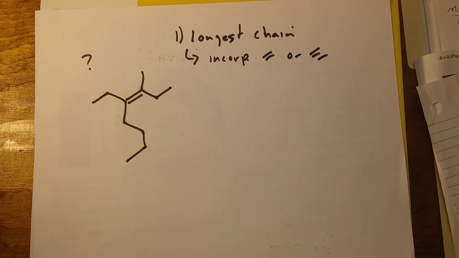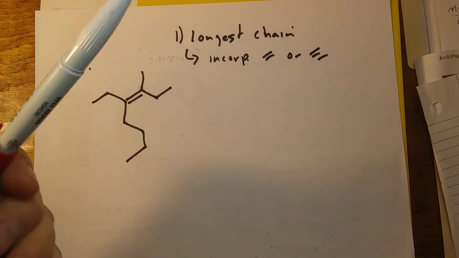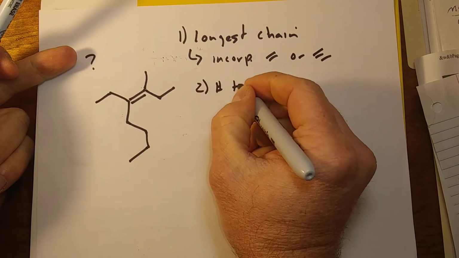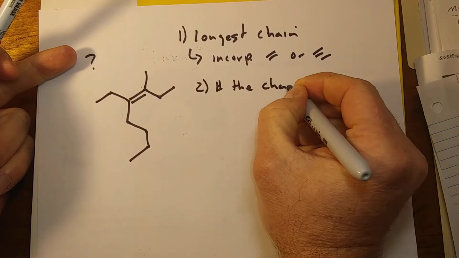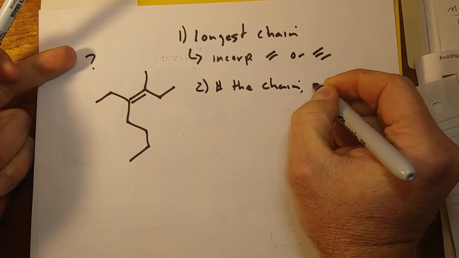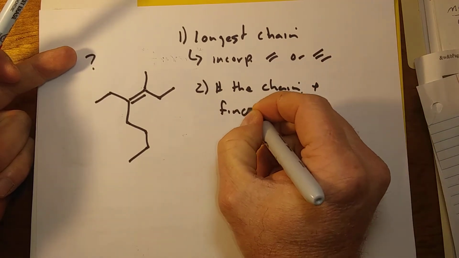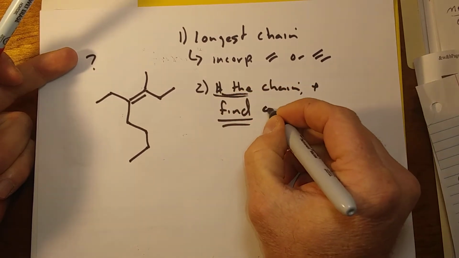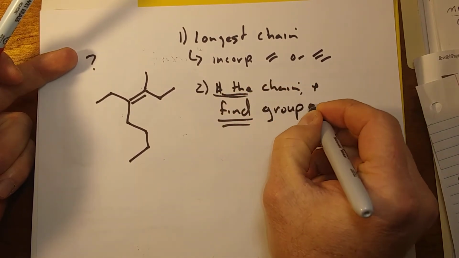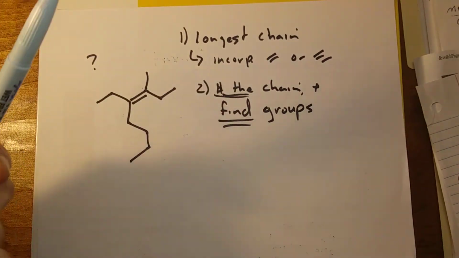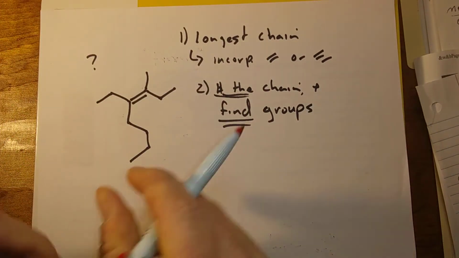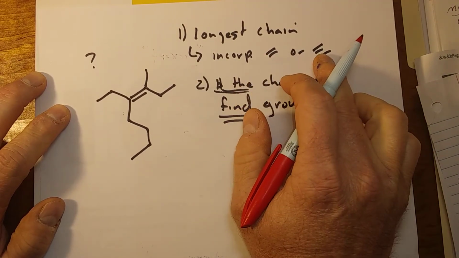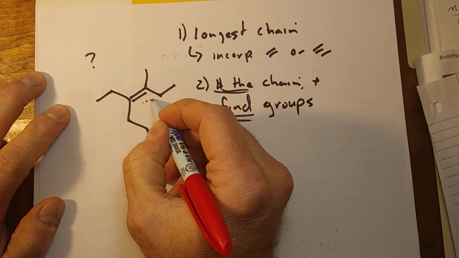That's going to be our parent. That's the longest chain, and then number 2, we have to number the chain and find groups. What you can do to do both of those is circle the longest chain that you found that incorporates the pi bond, double bond, or triple bond. And I'm going to do that.